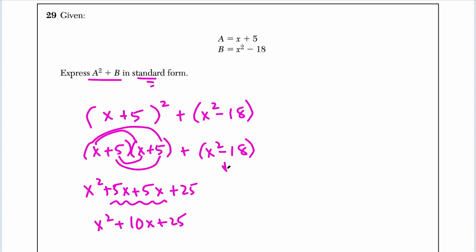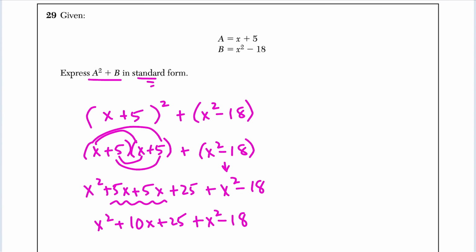But remember, this part here just carries down. You have plus, and you could drop the parentheses because this is x squared minus 18 technically to the first, because this was b to the first. So we don't need parentheses when there's a 1 outside. You could just drop it and write x squared minus 18 like this. So we have plus x squared minus 18.